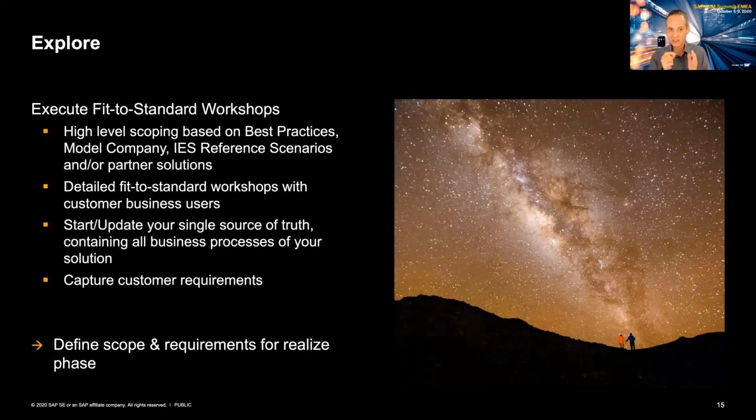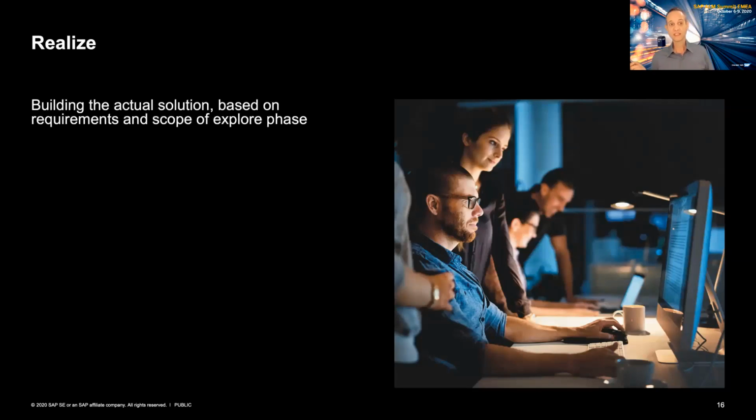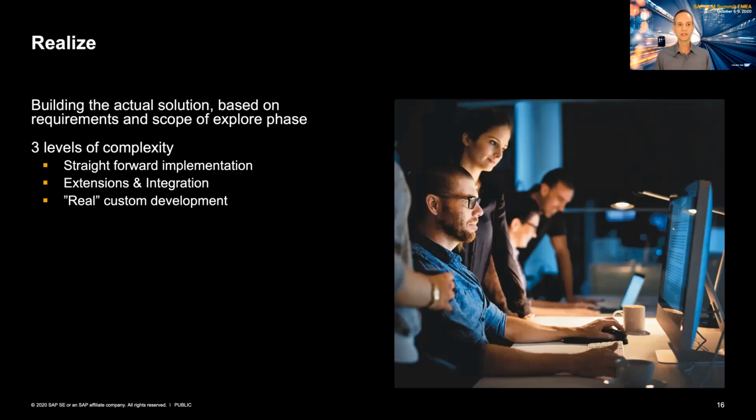Even if you notice that you have done something wrong, that a requirement is wrong, you need to change it over time. Otherwise, you won't be able to have a successful go live for your end users. Then realize. So in realize, that's where the actual work happens. That's where you build the actual solution based on the scope and the requirements that come out of the explore phase. And we see there 3 levels of complexity at the end.